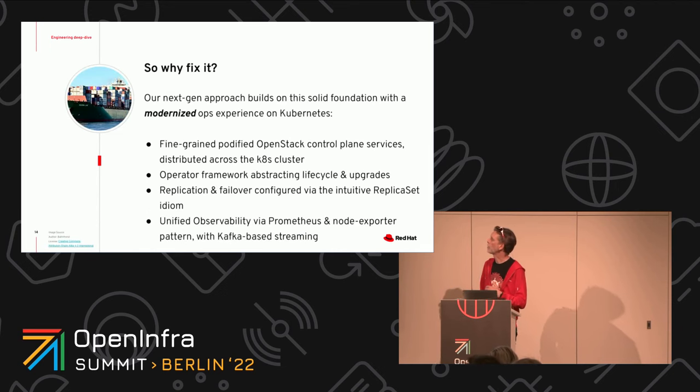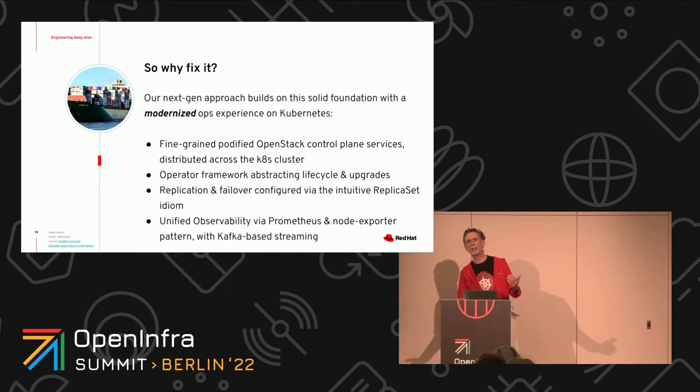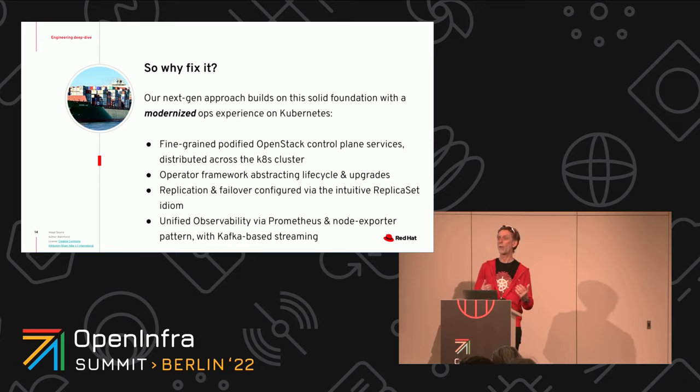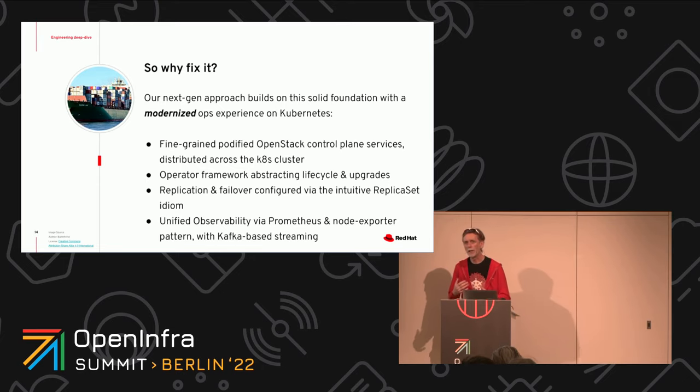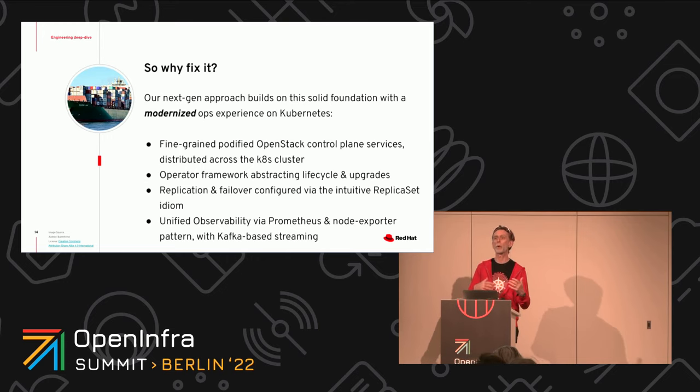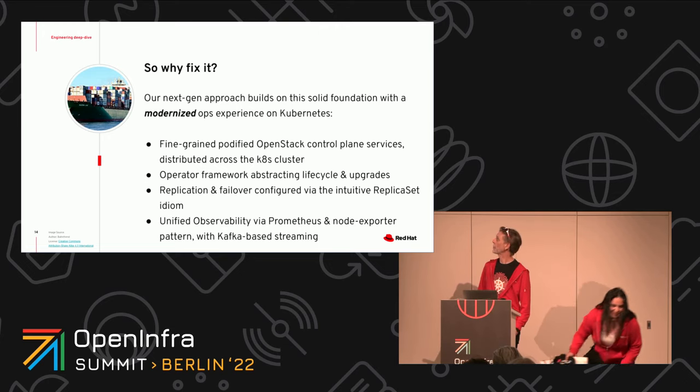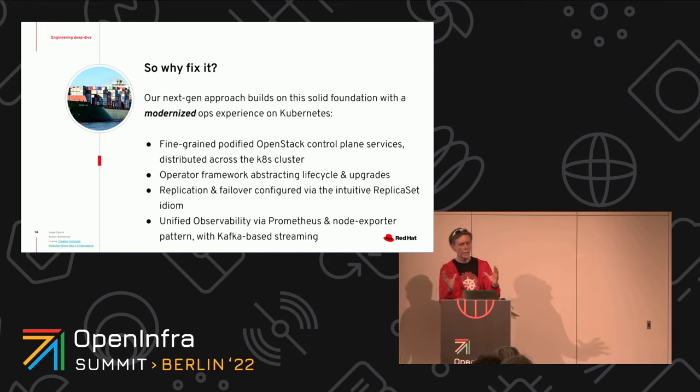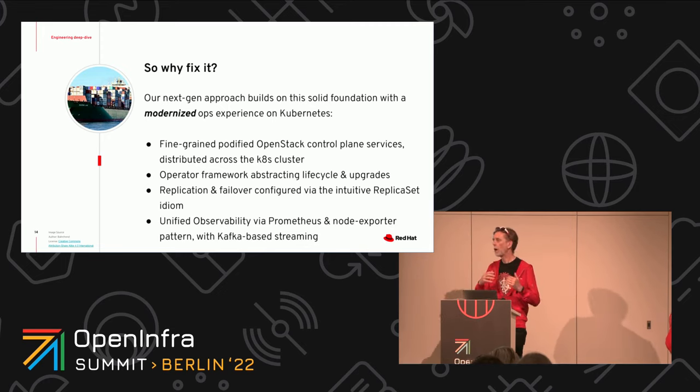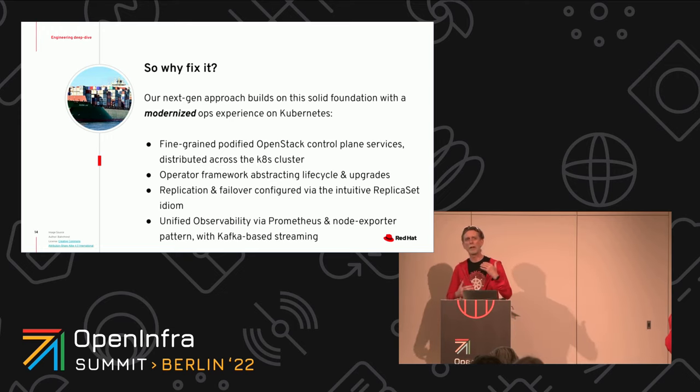But what do we want to do differently? Well, essentially, the whole point of these next generation investments for us is around providing a more modernized operational experience for our customers, right? So essentially, building upon the operational idioms that have grown up more recently, and are usually aligned with Kubernetes, or OpenShift from our productization perspective. So what will this look like in practical terms? Well, we'll take those currently monolithic control plane nodes, right? And we'll break them apart so that we'll end up with a set of fine-grained podified control plane services that are distributed across your Kubernetes cluster.